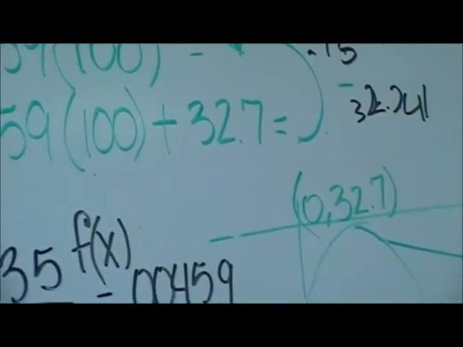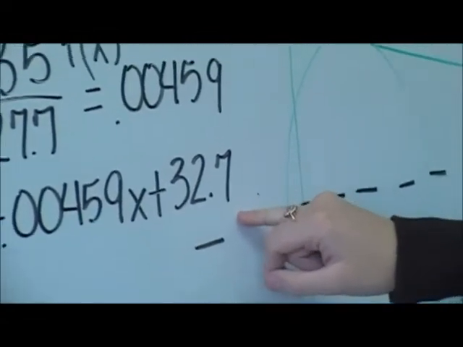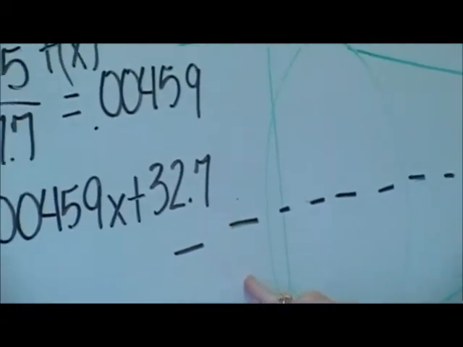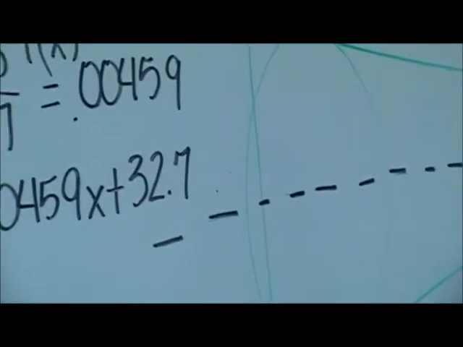For the equation g of x, we add in the 32.7 because it's the diameter of the sun and the highest point of the graph.